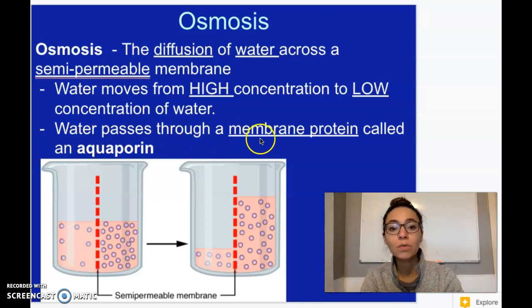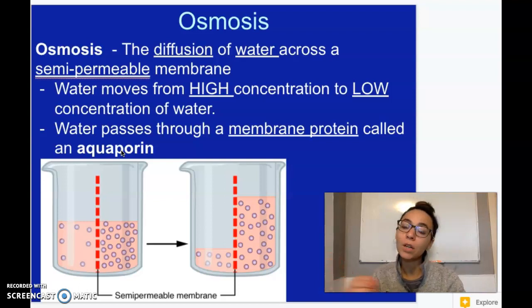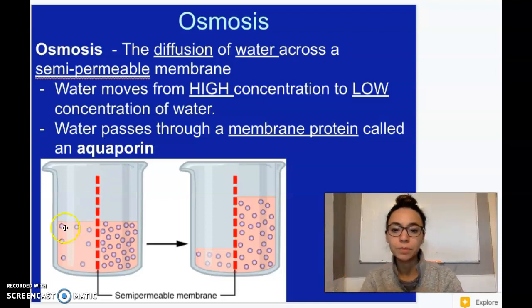Water passes through a membrane protein called an aquaporin. So this is a type of facilitated diffusion. The water molecules are too big and they're polar, so they're not going to go right through the phospholipid bilayer. They need a special protein channel to pass through.